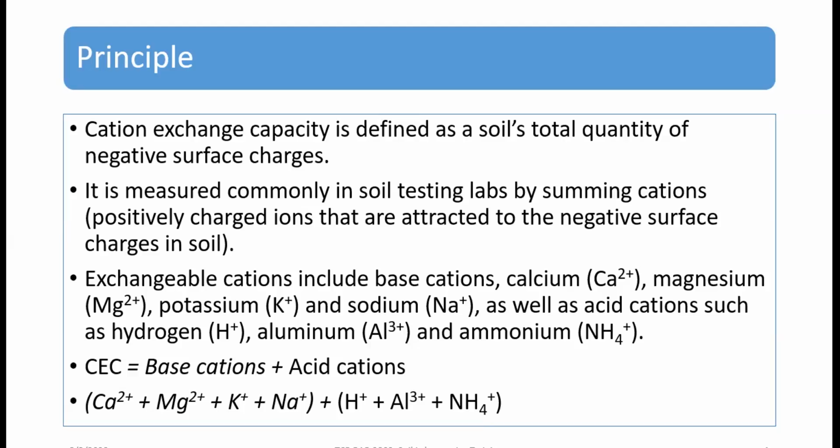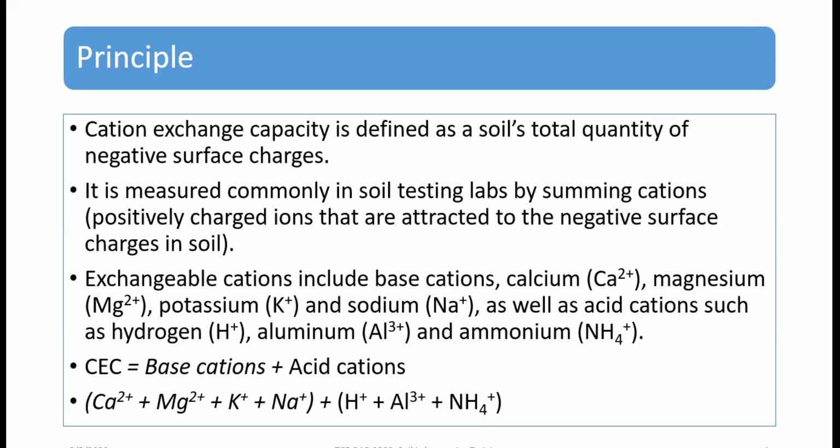So there are two ways: either to go directly to measure the CEC, or indirectly to measure the total cations in the soil, and then you just make a summation for them, and this will give you the CEC.